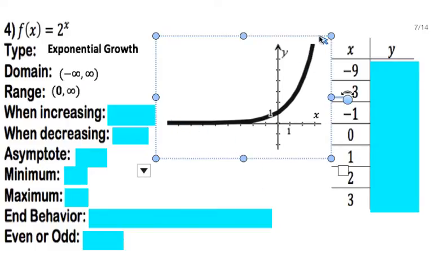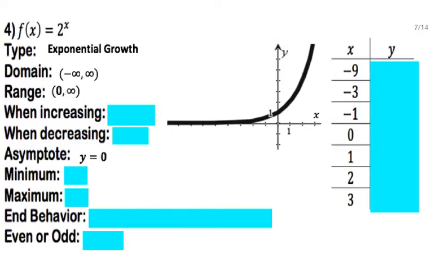So this graph, it looks like this. This one is an exponential growth. Our next parent function is exponential decay. So with exponential growth, we are starting at our asymptote. So this one will have an asymptote, and the asymptote is when y equals 0. We don't cross this line here. And we're going to be increasing the whole time throughout the whole domain.